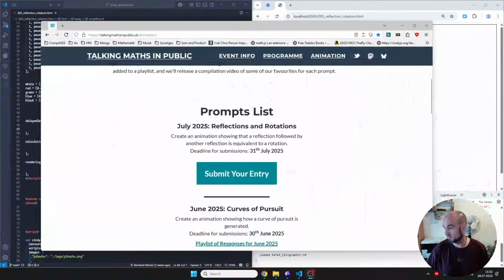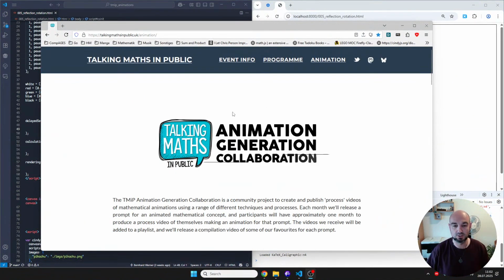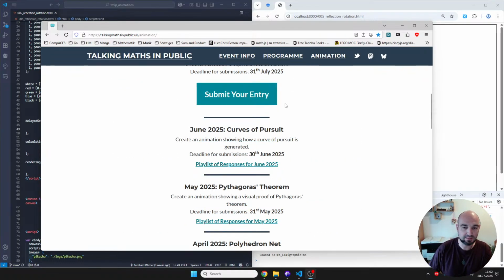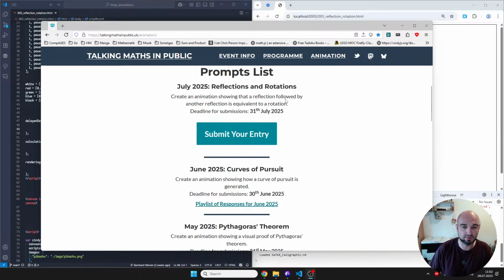We can start with the July version of the Talking Math Animation Generation collaboration. The prompt for this month is reflections and rotations. Create an animation showing that a reflection followed by another reflection is equivalent to a rotation.